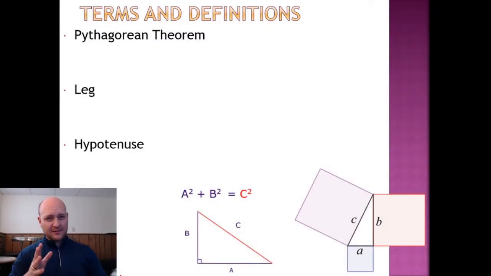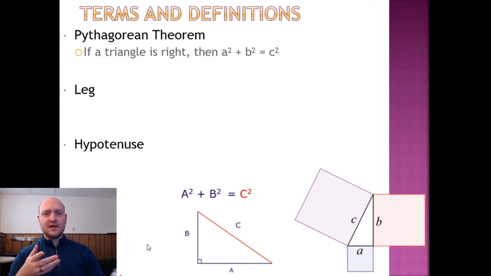In order to start off with the Pythagorean Theorem, we need to know what it is. First off, it's based on a formula that's built from right triangles. If a triangle is a right triangle, then you can use the formula a squared plus b squared equals c squared. And that formula always works for right triangles.